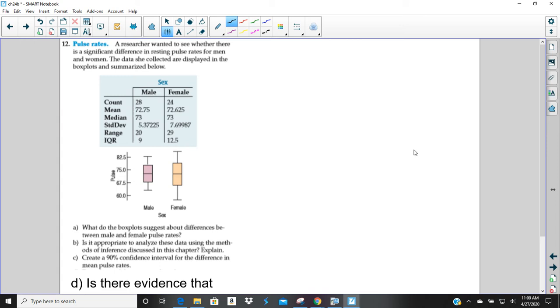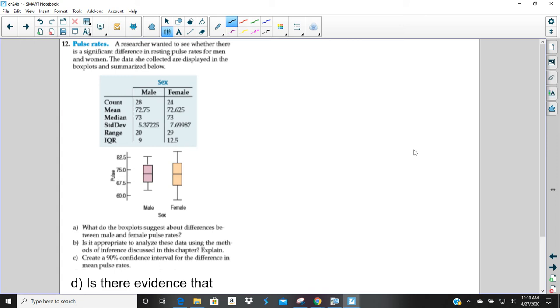So let's do one together, start to finish. This is a question that was in the classwork, the book, but we're going to do it all together. Researchers wanted to see whether there's a significant difference in resting pulse rates for men and women. The data she collected are displayed in the box plot and summarized below. So we have the summary data, 20 males, 24 females. We have the mean. We have the standard deviation. And that is all we kind of need.